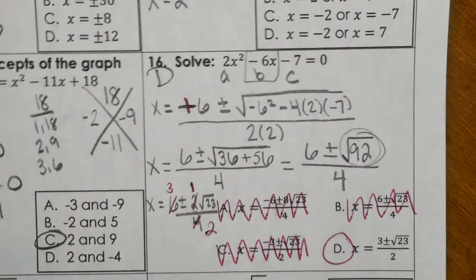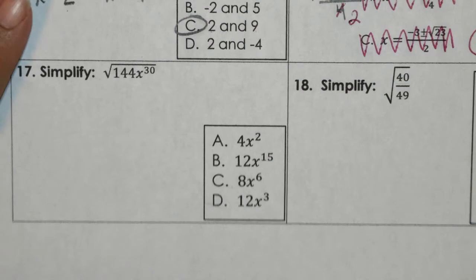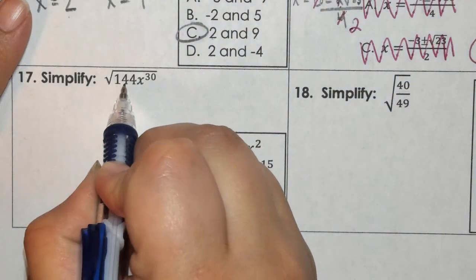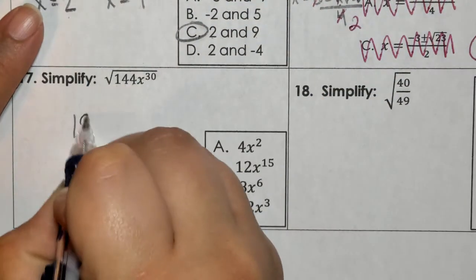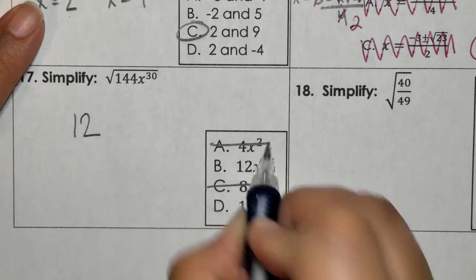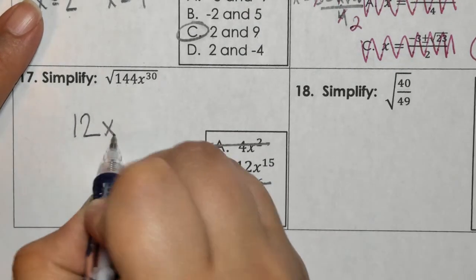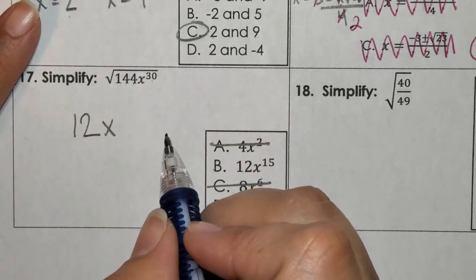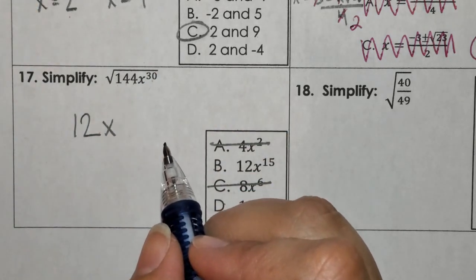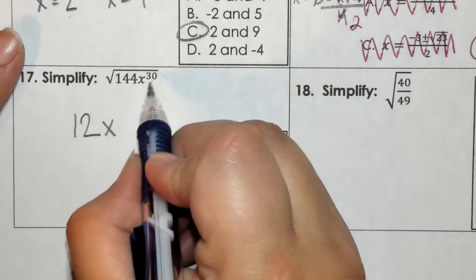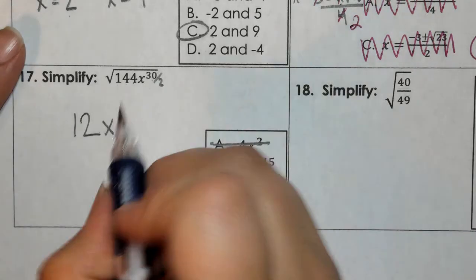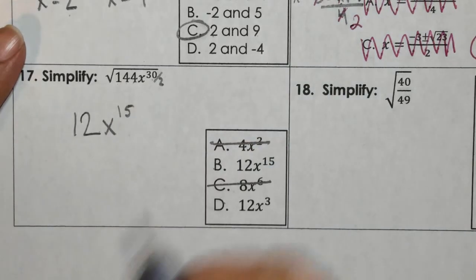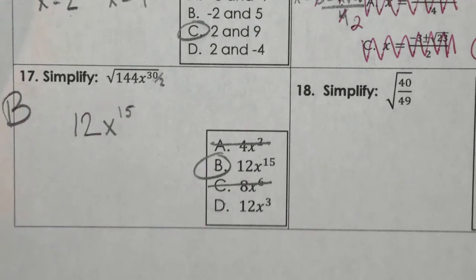Okay, we only have 2 left. So for 17, this one's pretty simple. The square root of 144 is just 12. So that's either going to be B or D. Now, if I wrote out 30 x's, how many pairs of x's would I have? Well, that's the same thing as dividing by 2. So that would be 15. So B.